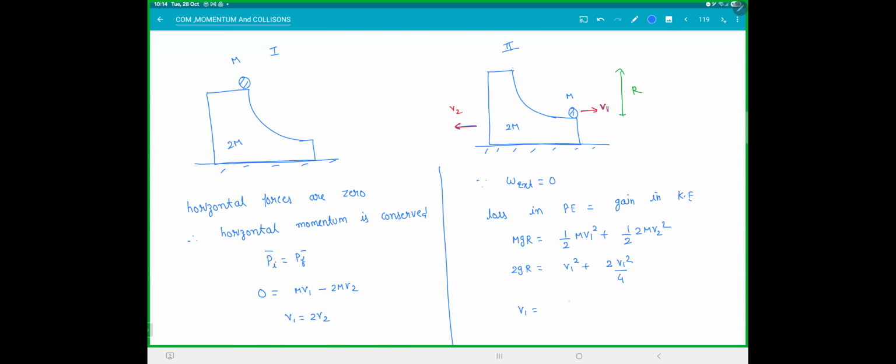That will be v1 equal to 2 root gr by 3, or root 4gr by 3. Clear with this? This is the speed of the ball. You found the speed of the ball. You're done. Any doubts on this? Please have a look at this page. All clear with this?